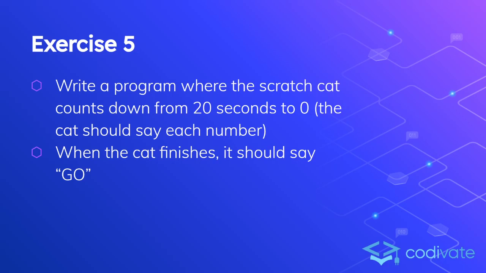Next thing, exercise 5. Write a program where instead of counting up from 1 to 10 and adding the numbers, we're now counting down from 20 to 0 instead of 0 to 20. So how can we do that? Well, we know how to start from 20. We just set the thing to 20.